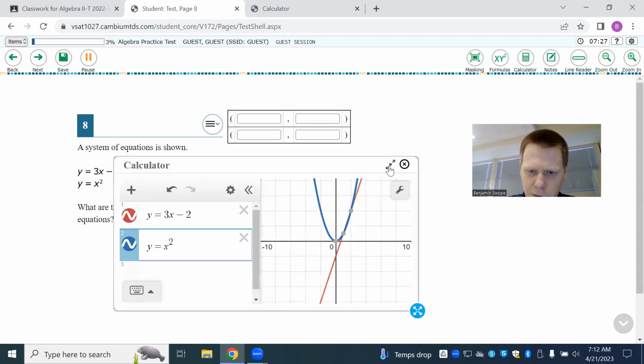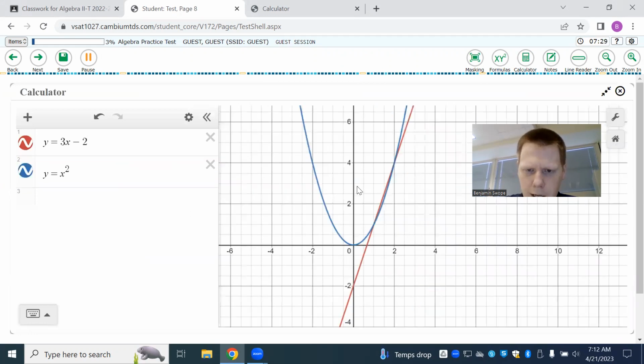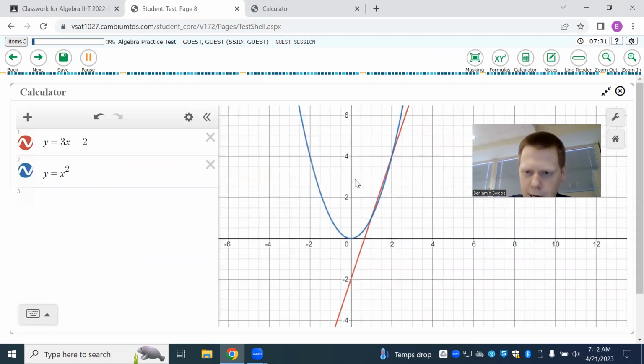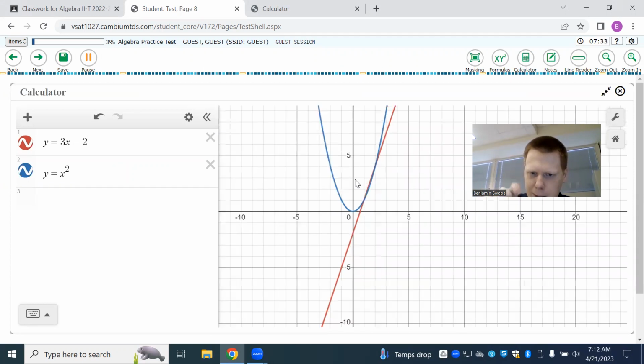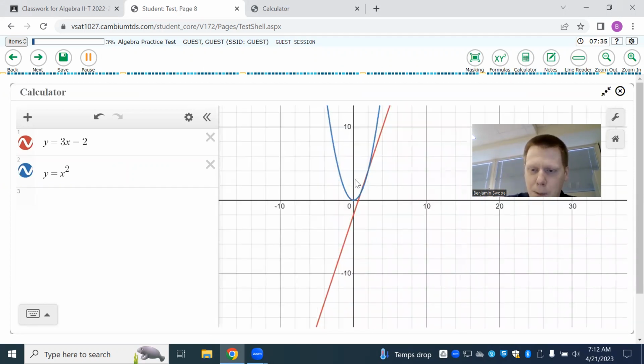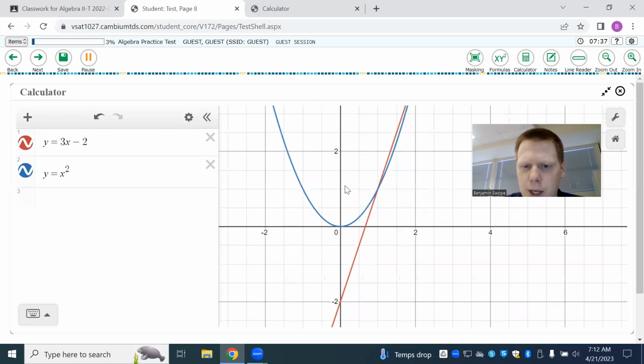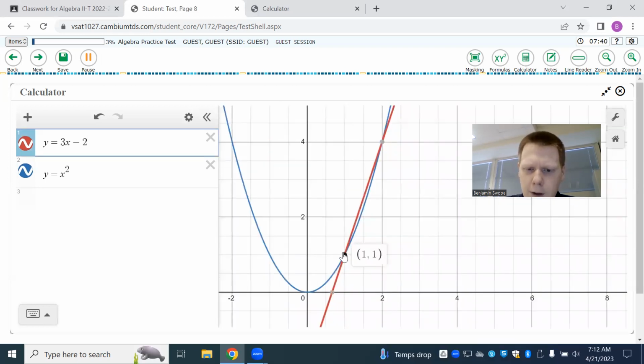And you can make this full screen. Sometimes you'll see it, like you can click and drag around. You can kind of pinch like you would on your phone on your trackpad to zoom in or out. I recommend you practice this before Tuesday. But if you click where it crosses here and here, you could write this down on your scrap paper.